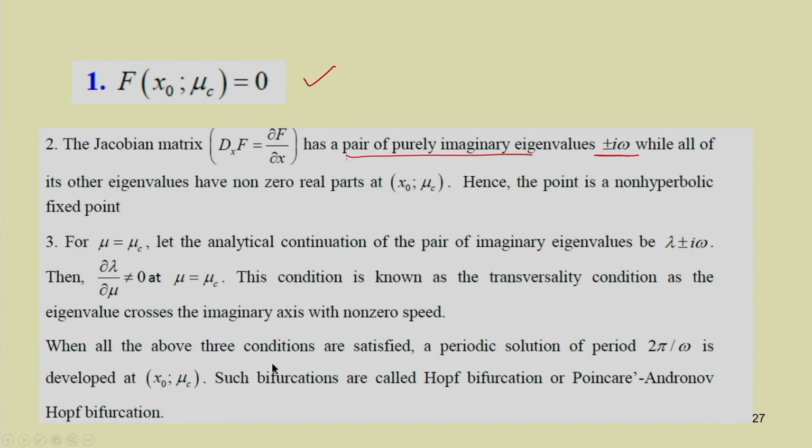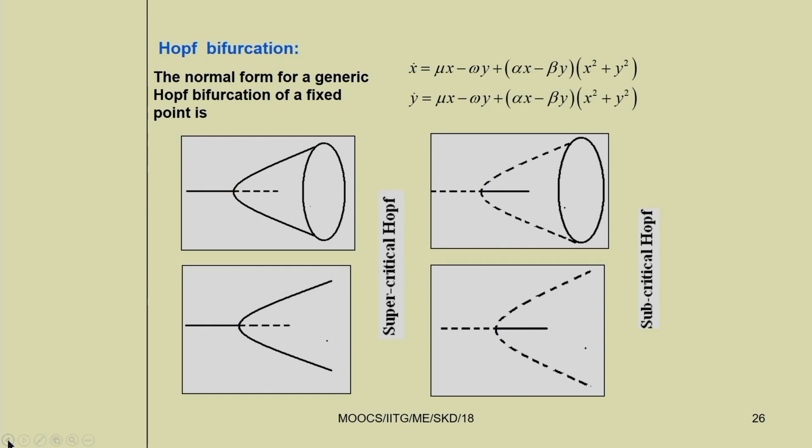So, when all the above three conditions are satisfied, a periodic solution of period 2 pi by omega is developed at x0, mu_c. Such bifurcations are called Hopf bifurcation or Poincare-Andronov-Hopf bifurcation. So, in the case of Hopf bifurcation, from the fixed point response we are getting the periodic response.